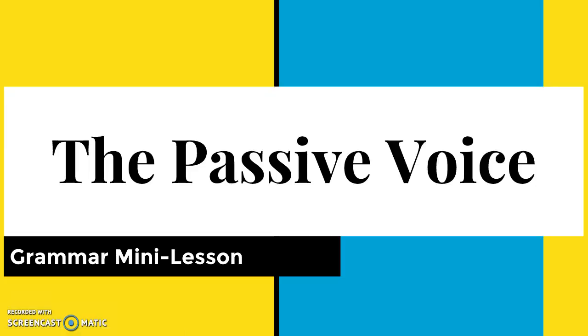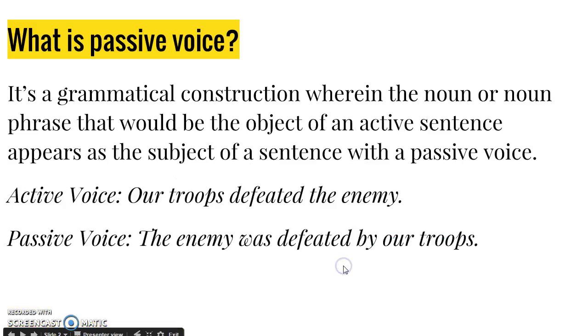Congratulations, you have chosen the most complicated and debated over technique in grammar. So let's get started. So what is passive voice? First, let's start with the official definition. It's a grammatical construction wherein the noun or noun phrase that would be the object of an active sentence appears as the subject of a sentence with a passive voice.